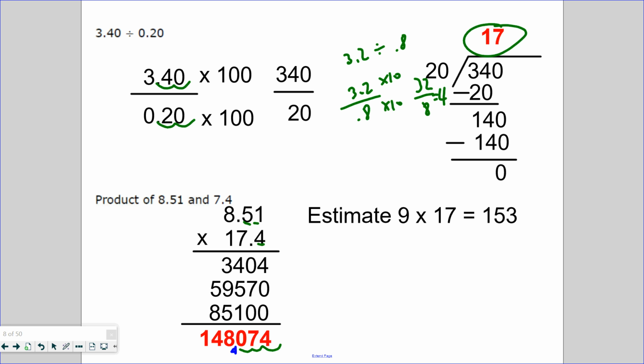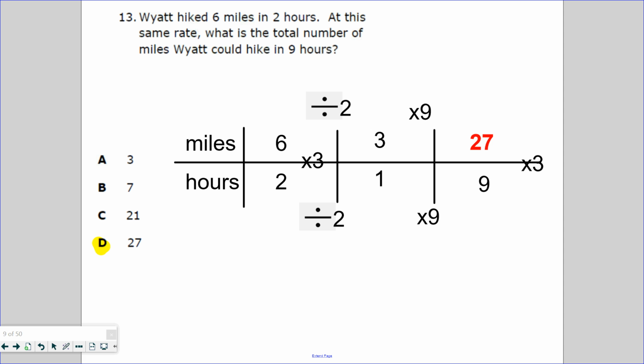Another way you do it is through estimating. 8 and 51 hundredths is close to 9. 17 and 4/10 is close to 17. If you multiply 17 times 9, you'll get about 153, which is close to that. So on the test, you will have to know how to find relationships.